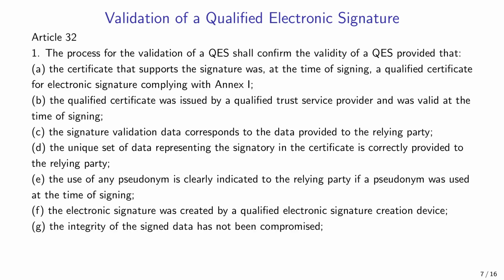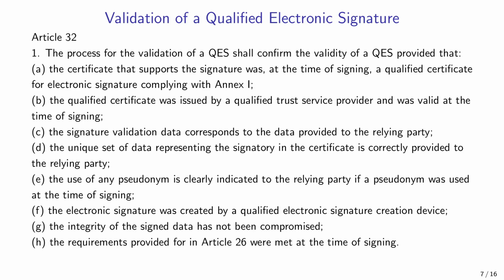G, the integrity of the signed data has not been compromised, meaning that the data has not been modified after the signing. H, the requirements provided for in Article 26 were met at the time of signing. To remind you, Article 26 described requirements for advanced electronic signatures, so this is a requirement that cryptographic algorithms were not broken at the time of signing. Very good. So these are the requirements for the signature validation process.